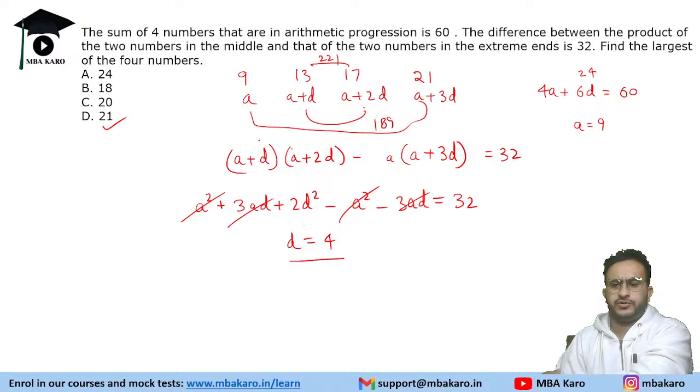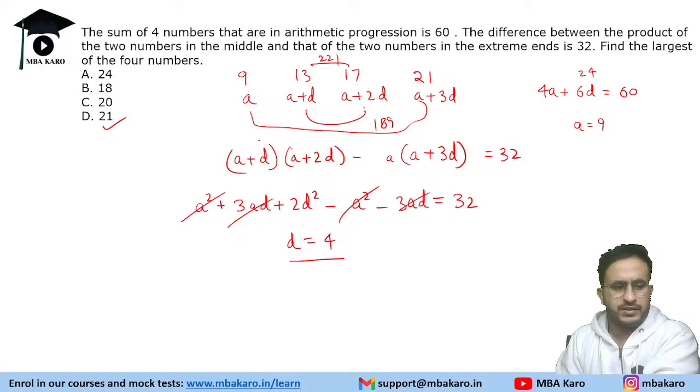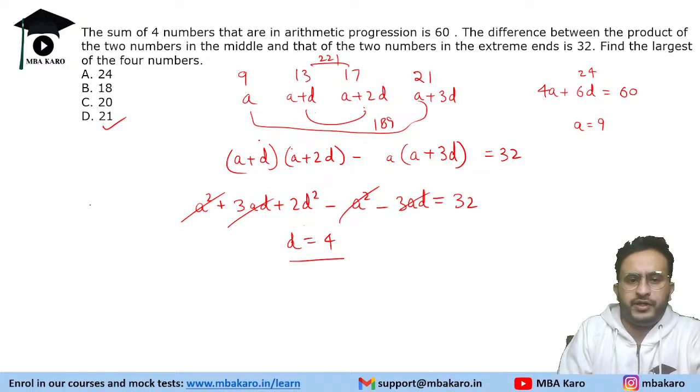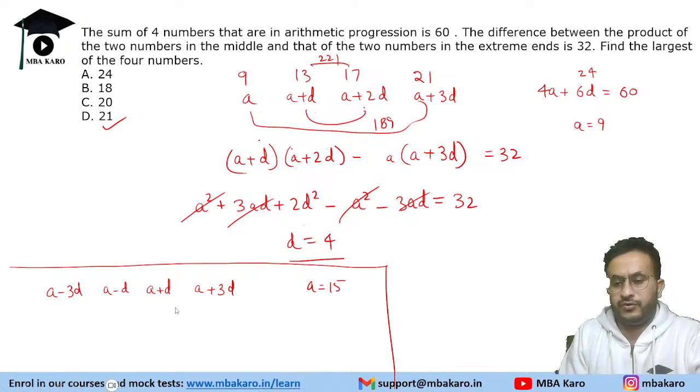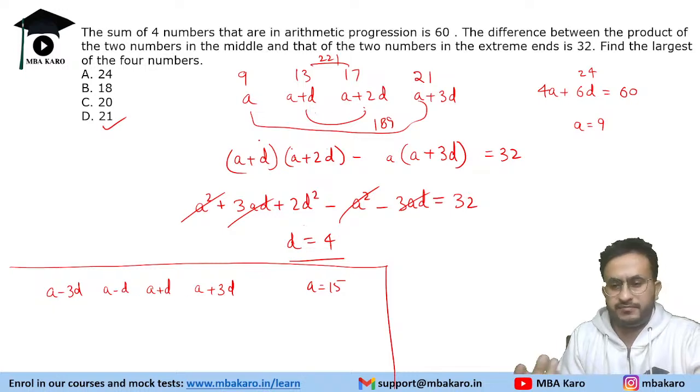Yes, you would have taken that way also. Like you could have taken a minus 3d, a minus d, a plus d. That would also do. When you have four terms, that is a better thing to do. You could take a minus 3d, a minus d. But वो ज़्यादा significant होता है जहाँ पे sum होता है. Here you would get a is equal to 15 in that case. So if you solve it this way, you would get a is equal to 15. So you would have got 15 minus 3d, 15 minus d, and solved for d.